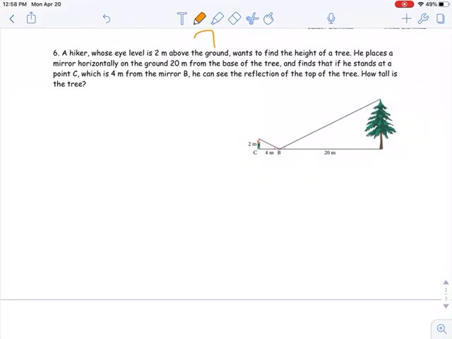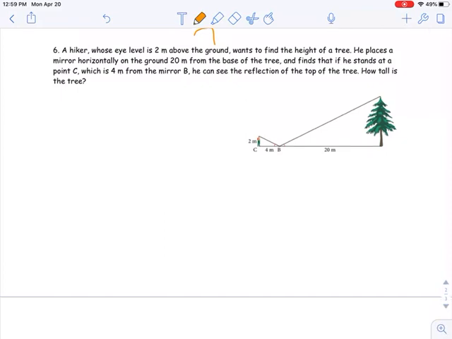Okay, picking up right where we left off, we have a hiker whose eye level is 2 meters above the ground and who wants to find the height of a tree. He places the mirror horizontally on the ground 20 meters from the base of the tree and finds that if he stands at a point C, which is 4 meters from the mirror B, he can see the reflection of the top of the tree. How tall is the tree?